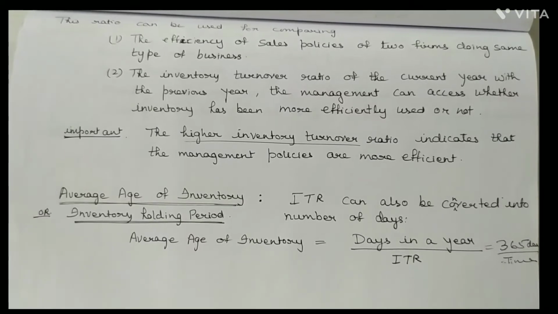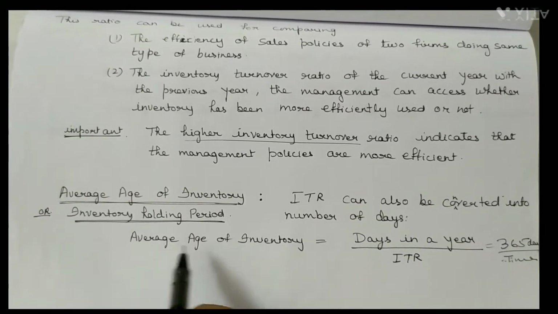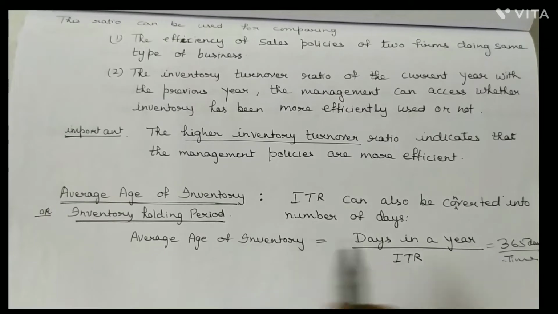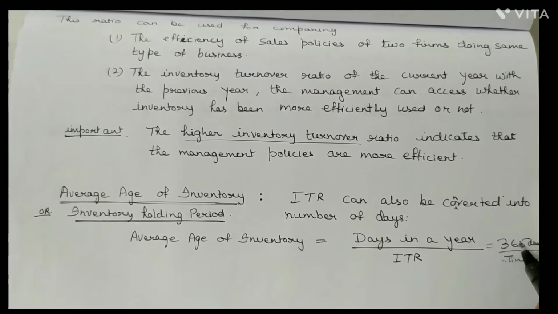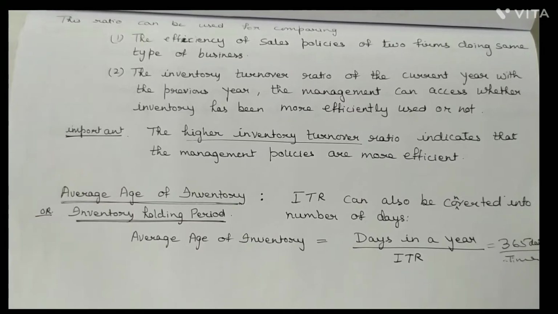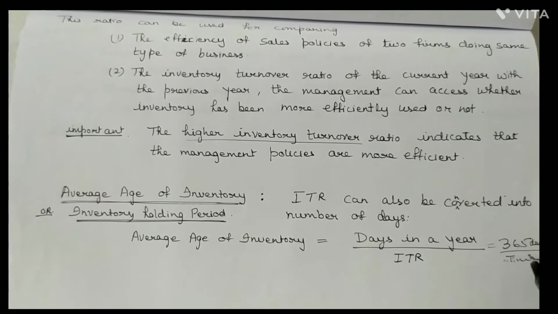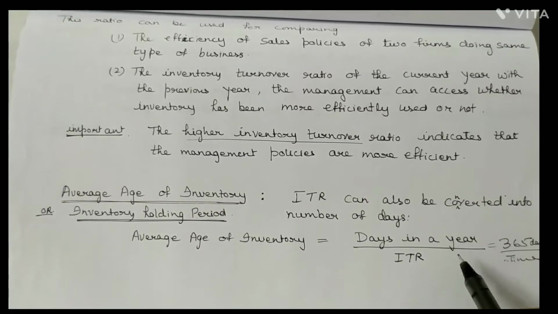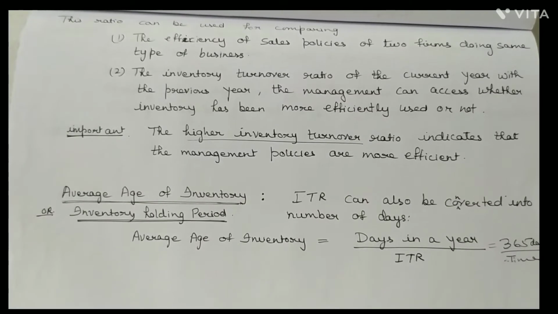If you want to calculate average age of inventory in weeks, then you take 52 instead of 365 because there are 52 weeks in a year. If you want to calculate it in months, you take 12 months divided by the ITR. Generally, it is calculated in number of days.